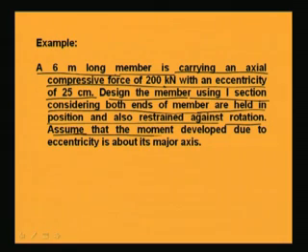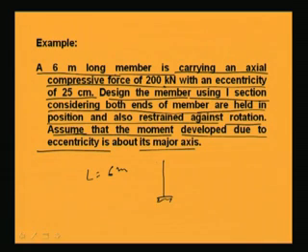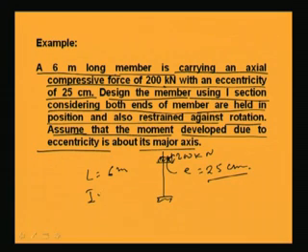Assume that the moment developed due to eccentricity is about its major axis. Length is given as 6 meter and this is restrained against rotation and displacement, that means both sides are fixed, and a 200 kilonewton force is given with an eccentricity of 25 centimeter. We have to choose an I section, and moment is developed due to eccentricity about the major axis, that means MXX will be P into E.